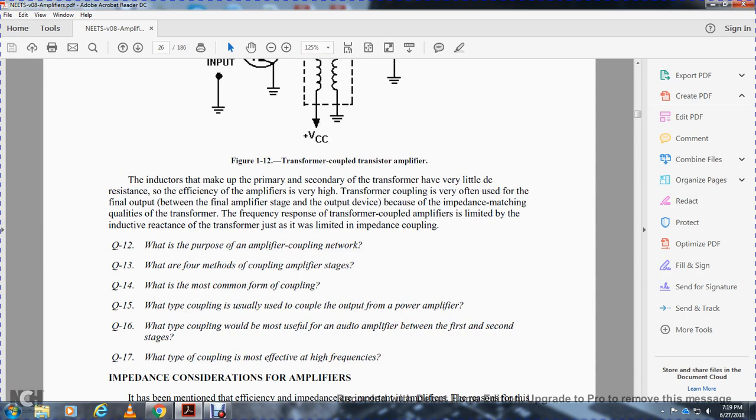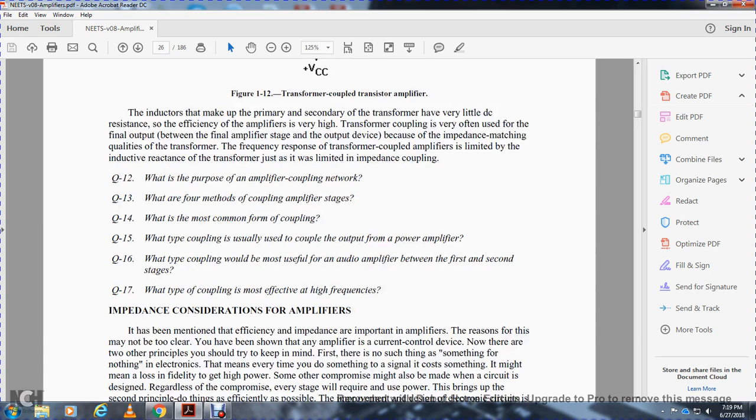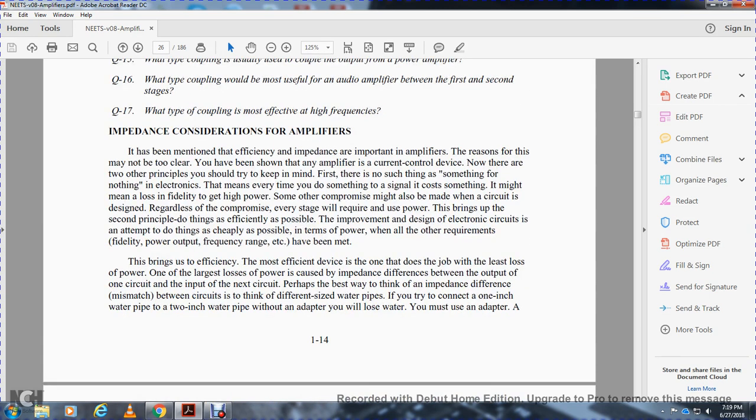The inductors that make up the primary and secondary of the transformer have very little loss, so the efficiency of the amplifier is very high. Transformer coupling is very often used between the final amplifier stage and the output device, to provide the impedance matching qualities of the transformer. The frequency response of the transformer coupled amplifier is limited, because of the inductive response of the transformer. Impedance considerations for amplifiers.